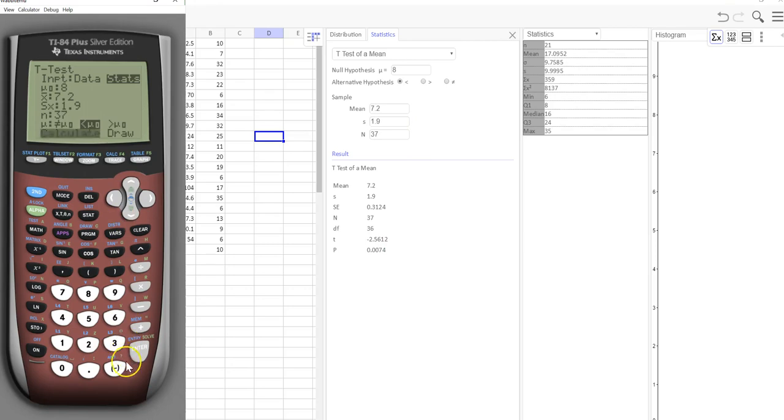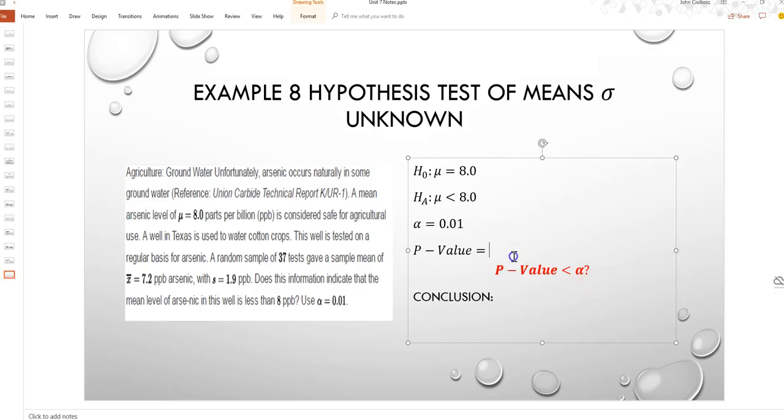Let's see if we get the same one in the calculator. We did, 0.0074, if we round here. Okay. All right. Just did a drum roll on my desk if you didn't hear that. Is that less than 0.01? Yes, it is. So we have, since the p-value of 0.0074 is less than 0.01, we reject the null hypothesis.